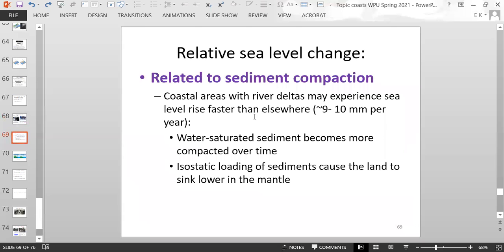And then related to sediment compaction, coastal areas with river deltas and also composed of a lot of loose sediment may experience sea level rise faster than anywhere else. So they may even be 9 to 10 millimeters per year of sea level rise.